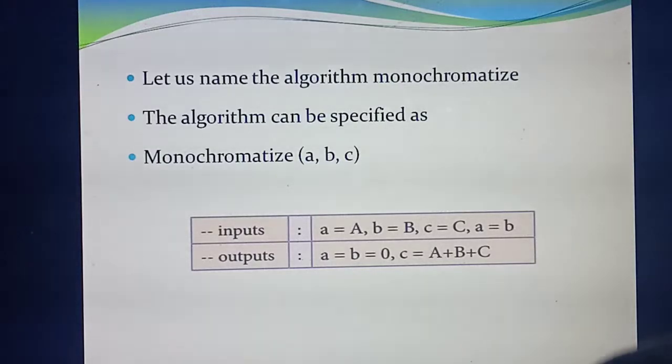Okay. So we are naming this algorithm monochromatize. We are naming the algorithm to solve this Chamberlain's chameleon problem. So what's the name of the algorithm? Monochromatize. Okay, don't forget the name of the algorithm: monochromatize. How many types of Chamberlains are there?